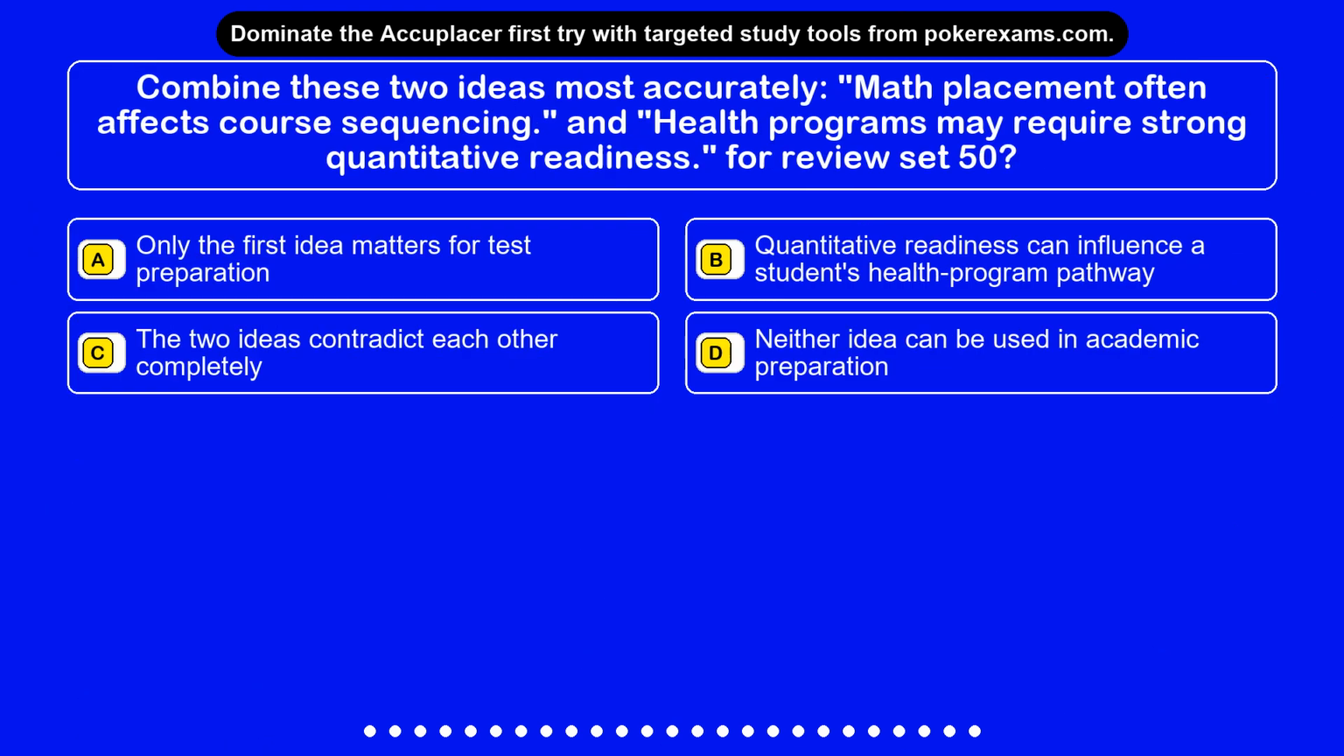Question 17. Combine these two ideas most accurately. Math placement often affects course sequencing, and health programs may require strong quantitative readiness. For review set 50. Option A. Only the first idea matters for test preparation. Option B. Quantitative readiness can influence a student's health program pathway. Option C. The two ideas contradict each other completely. Option D. Neither idea can be used in academic preparation.